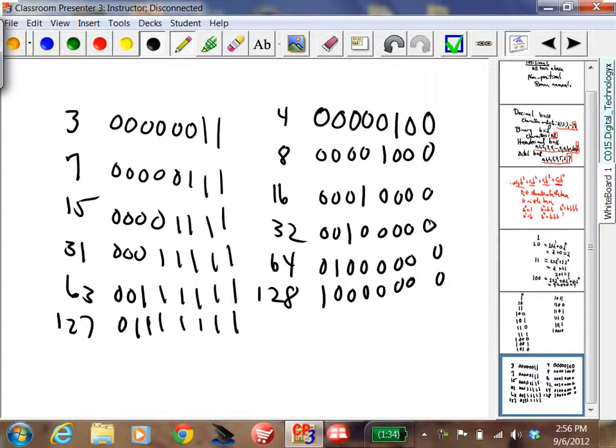Now, can we store 256? No. We don't have enough room, because we only got 8 bits. We would need a ninth bit to store 256. But we can store 256 minus 1. That's 255. That's all ones.